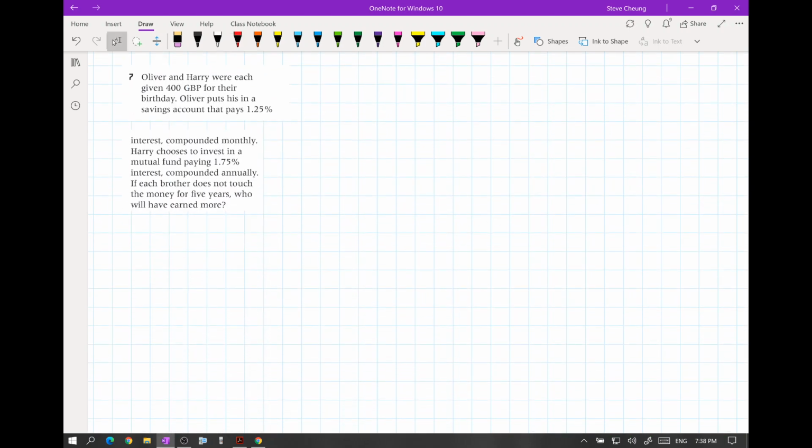So we have two guys here. They will give him £400 each. Oliver decides to put in a savings account that pays 1.25% compounded monthly. Harry puts in a mutual fund that pays slightly more, but compounded annually. If they don't touch the money for 5 years, who will earn more?